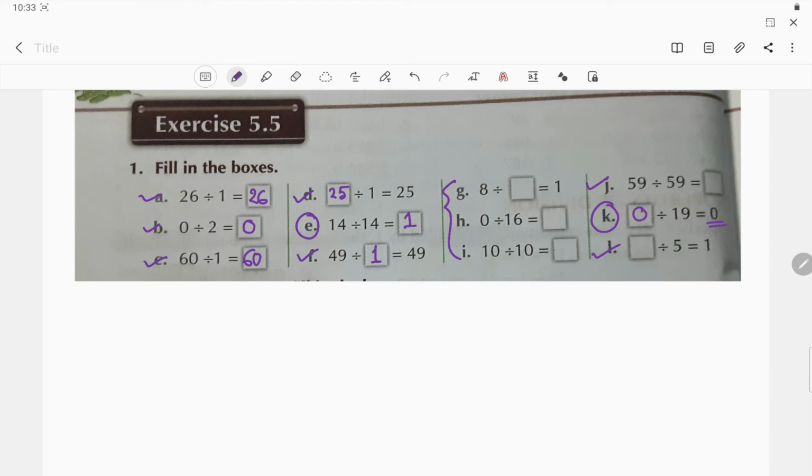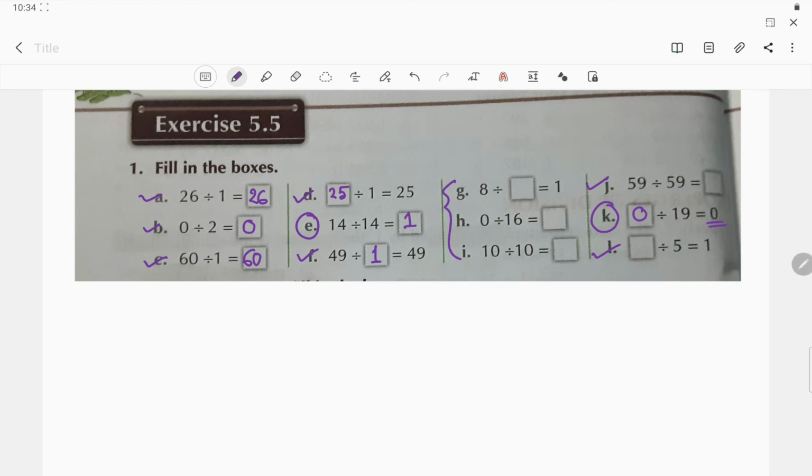If the divisor is 19, 20, anything other than 0, something like 1, 2, 5, any number, and if you want to divide 0 by any non-zero number, you will get 0.